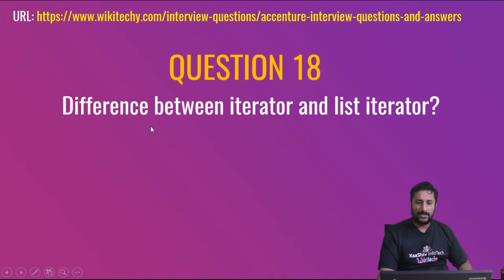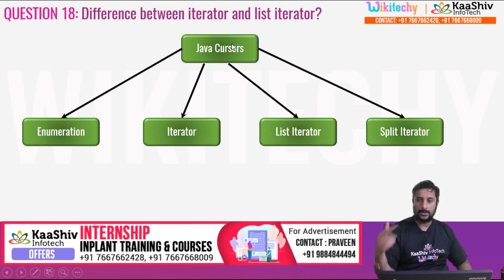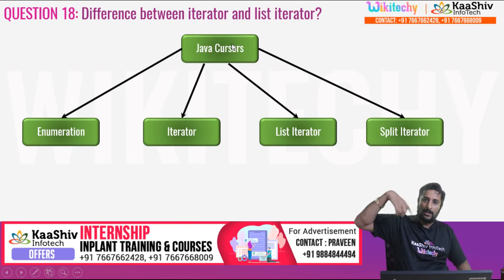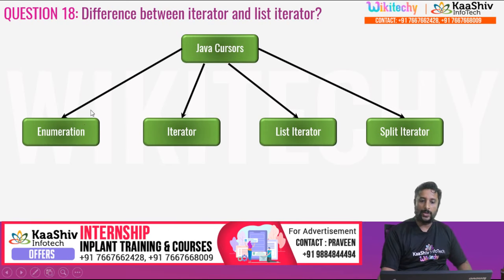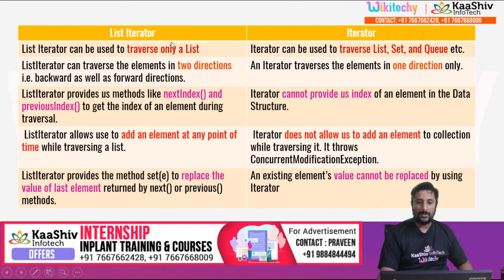Let's move on. What is the difference between iterator and list iterator? So iterator for everyone and list iterator for list, I guess. Let's see. Java cursors. For traversing in Java, you use enumeration, iterator, list iterator and split iterator. These are some of the cursors. Iterator is for list, set, queue and everything, while list iterator traverses only a list.